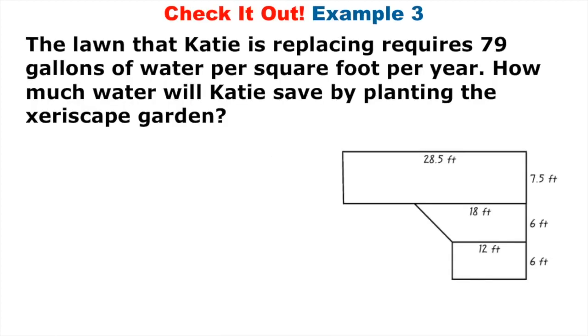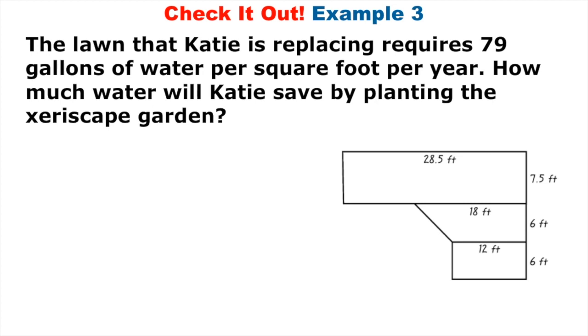Here's the last example. The lawn that Katie is replacing requires 79 gallons of water per square foot per year. How much water will Katie use with this new garden? I don't want you to find how much she's going to save because we're missing information. So just find how much water she will use with this design. Try it on your own. Pause the video. When you're ready, push play.